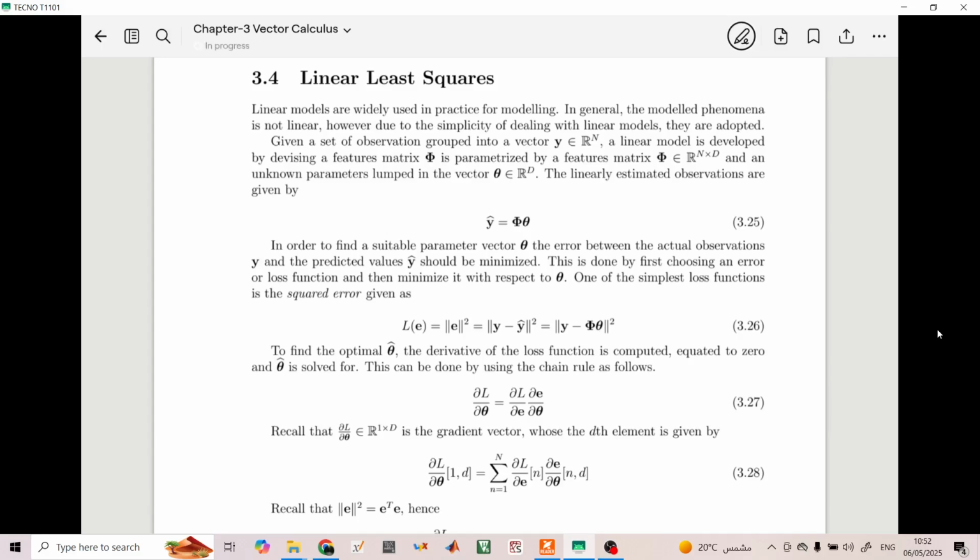Now let's take an important example and an application for the gradient, and it is highly used in science and engineering, especially in machine learning, which is the linear least squares.